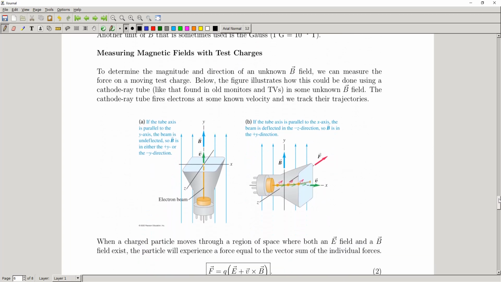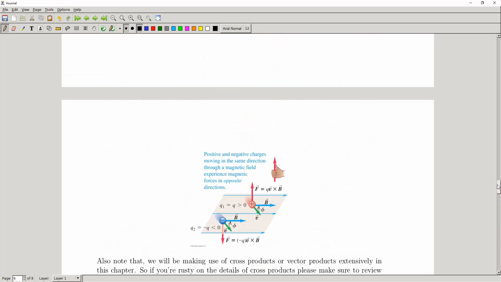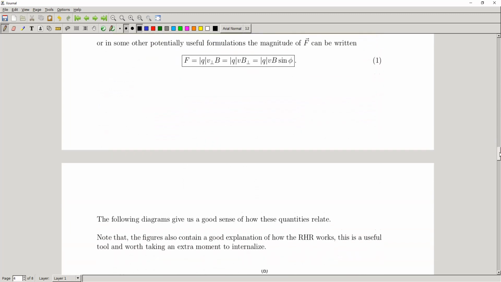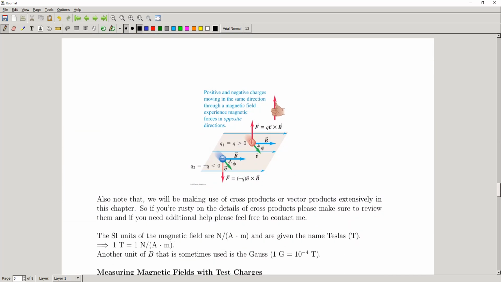so the next thing we want to talk about is measuring magnetic fields with test charges. There's not a whole lot to say here. Basically, it's just an application of this equation that we have up here, 27.2, which is really going to be one of the key equations for this chapter. So we want to definitely keep that one in mind.